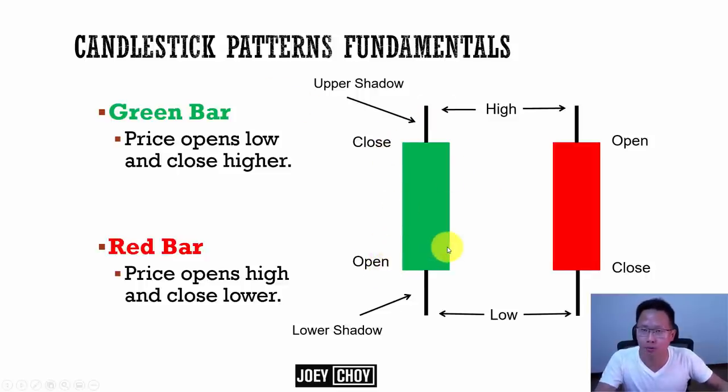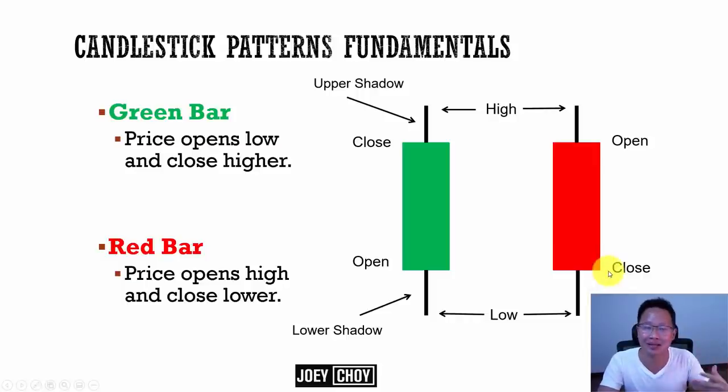So what about the red bar? The red bar is pretty much bearish. Red just means it closed lower than the opening price. So it opens higher. Look at this right here, the red bar opens higher and it closed lower. So is green or red more bearish? It would be the red one, because red is normally what we use for bearish, and it opens higher and closes lower.